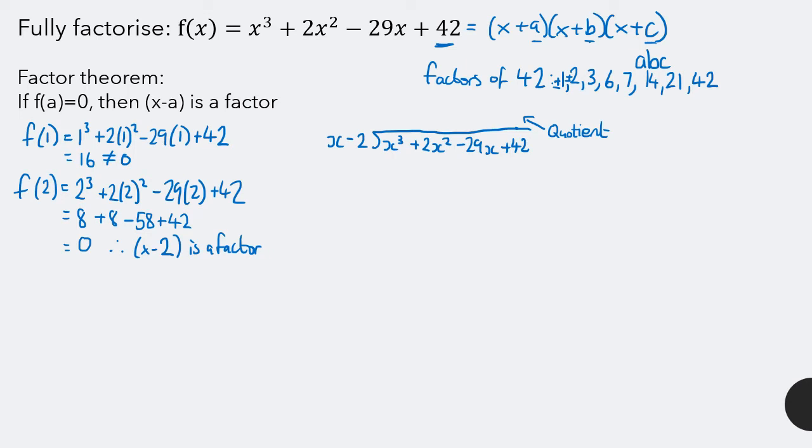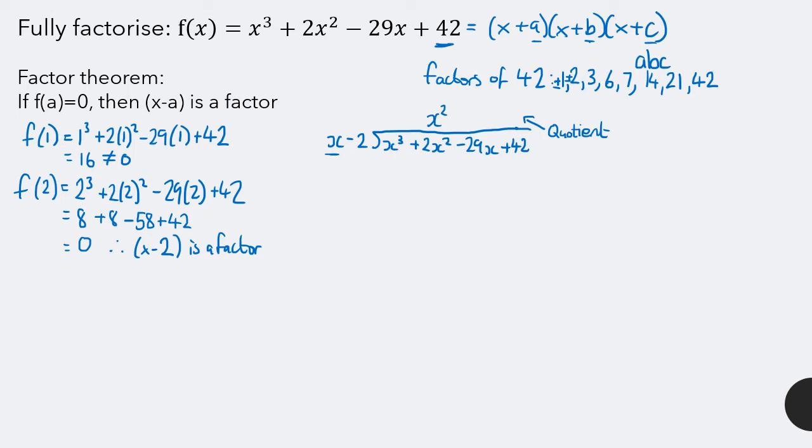So let's have a look. What we do with polynomial long division is we look at the leading order term in the polynomial, which is x cubed, and then we look at the leading order term in the divisor, which is x, and we see how many times x goes into x cubed. So x cubed divided by x, that's x squared.